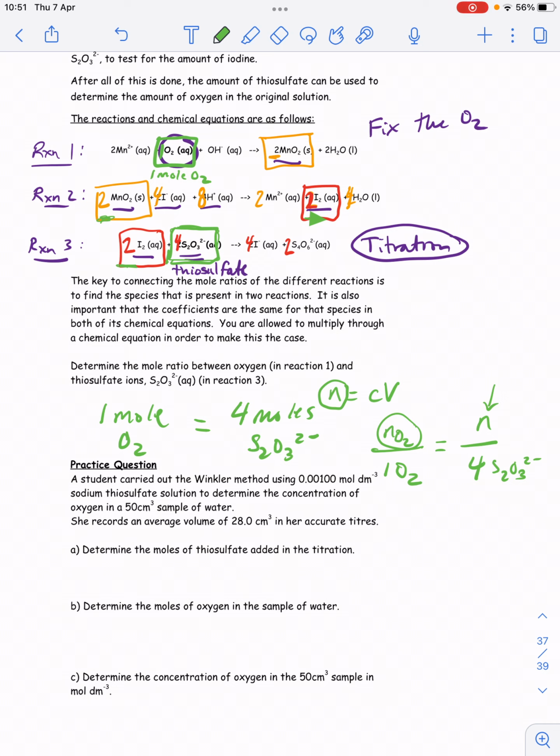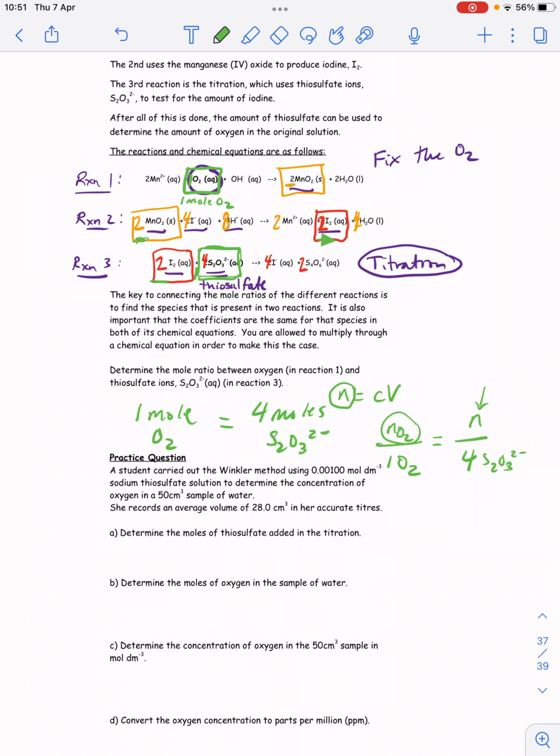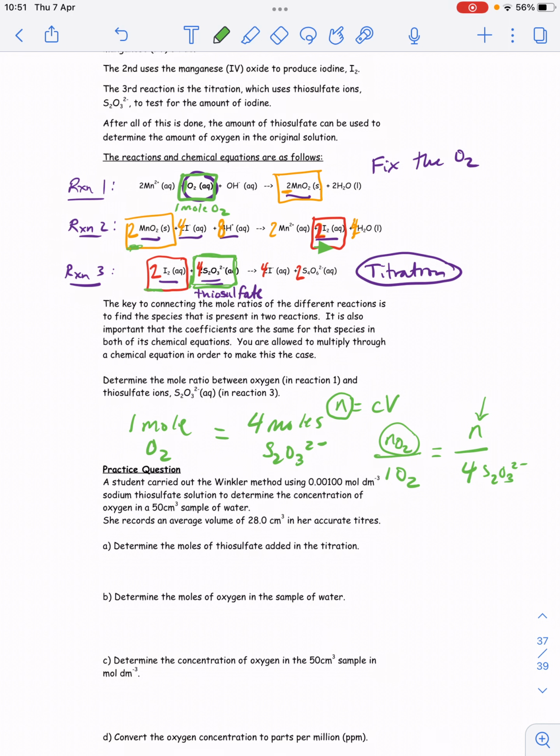So we're titrating for something indirectly with the Winkler method. And the Winkler method is all about oxygen and looking at biochemical oxygen demand, which is how quickly oxygen gets used up or decreased in a system.